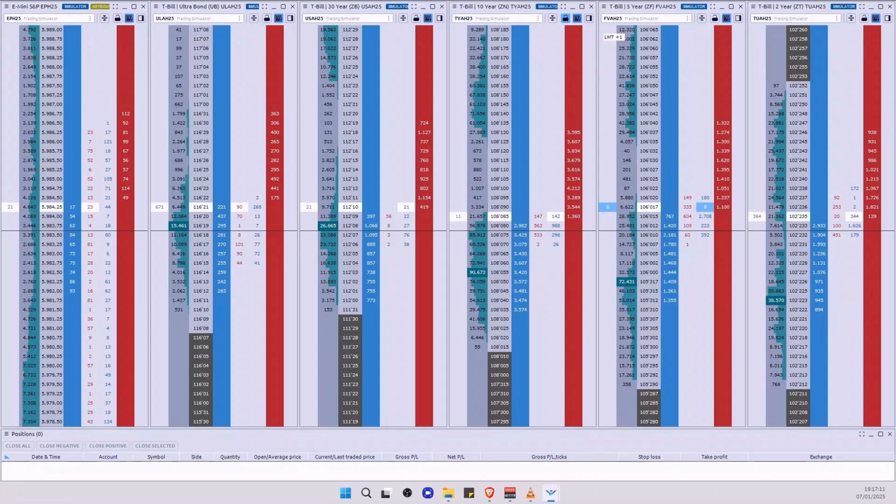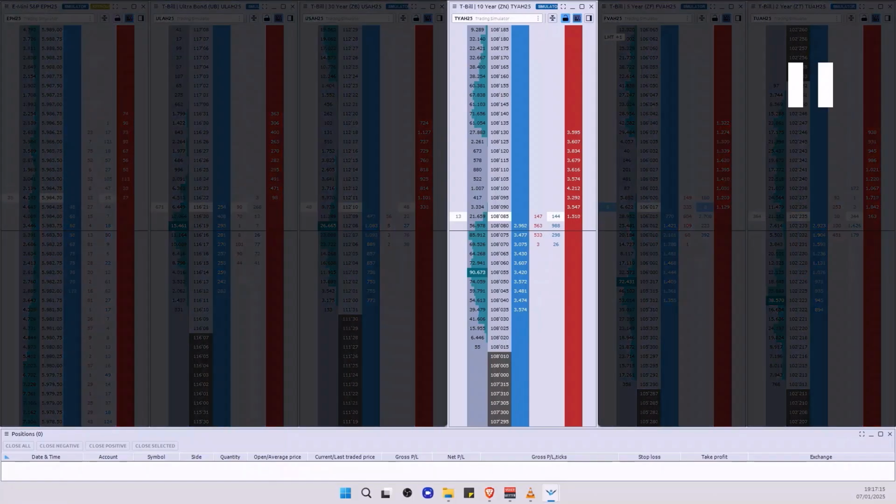Here, we will look at an example of the iceberg order in action. First, let's hide the other DOMs for now so we can focus on the price ladder where this phenomenon occurred. It happened on the Treasury bond 10-year yield, ZN.